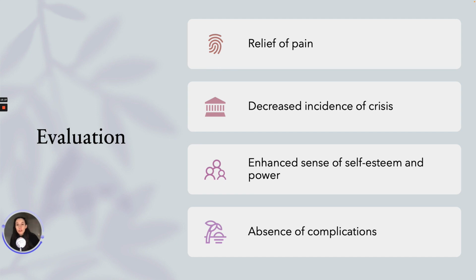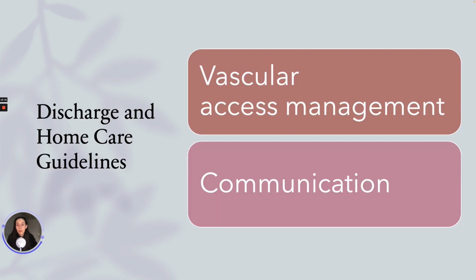Our evaluation could include things like, depending on the patient outcome, relief of pain, decreased incidence of crises, enhanced sense of self-esteem and power, and absence of complications. Discharge and home care, so vascular access management, a nurse in outpatient facility or a home care nurse may need to provide follow-up care for these patients. In communication, all healthcare providers who provide services to patients with sickle cell disease and their families need to communicate regularly with each other.